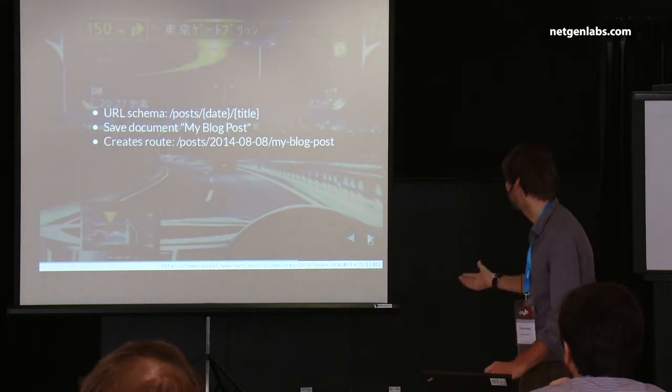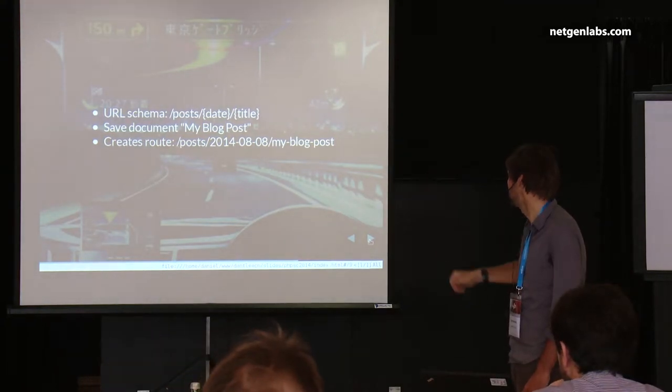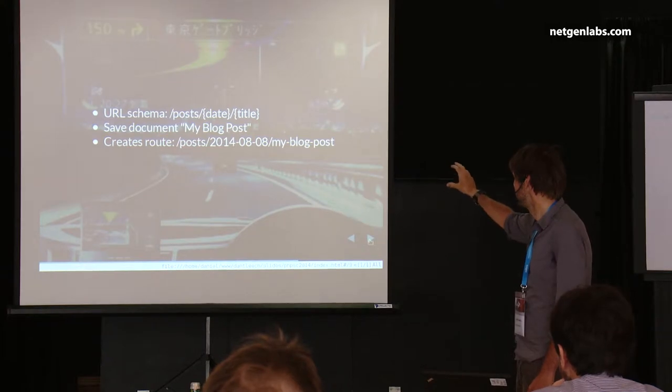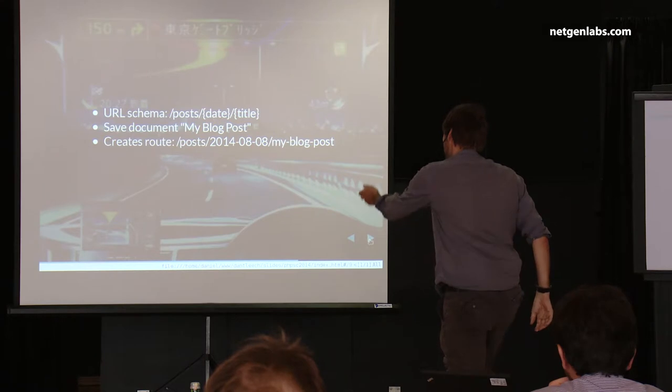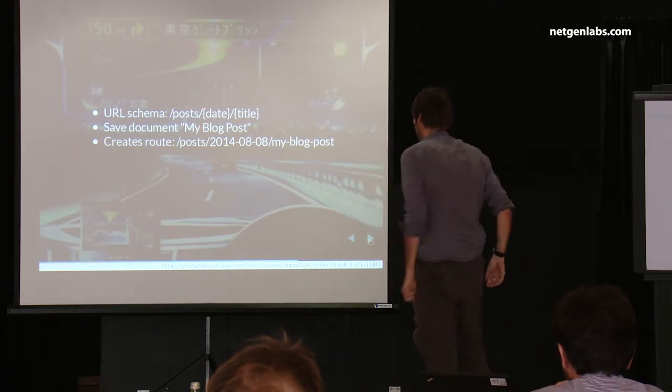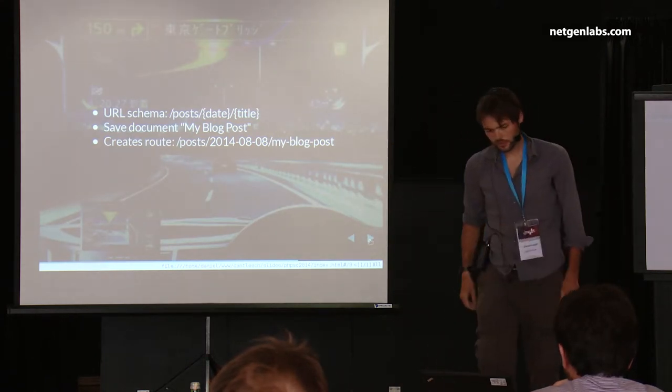Okay, yeah, so there's an example. We have a URL schema: post date title. I'll explain that in greater detail later on. We save the document, and that will create the route posts/2014-08-08/my-blog-post. So that's routing auto.